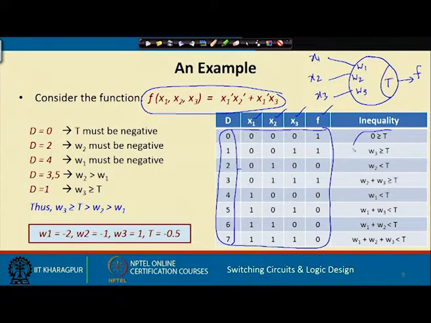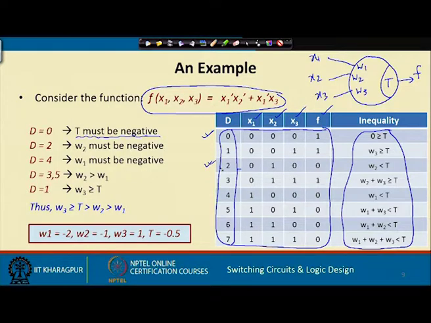So, you see we have got 8 inequality constraints directly from the truth table. From here we will have to solve for W1, W2, W3. Well, there are ways of solution. I am showing you just intuitively how you can go about doing it. If you consider the first row, it says T should be greater than... I mean 0 is greater than or equal to T, so T should be negative. So, the first conclusion is T must be negative.